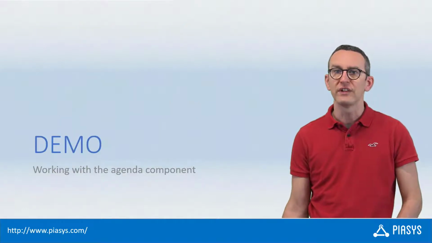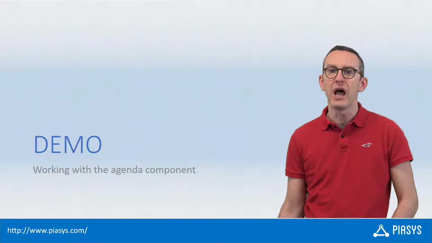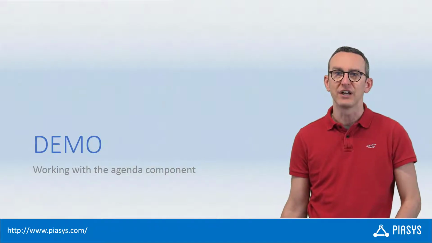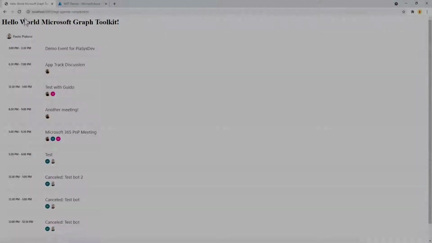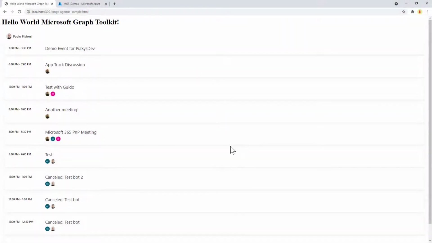So, like always, let me move to the demo environment and let me show you how to use in practice the MGT Agenda component. So, here we have the MGT Agenda in action. As you can see, we simply have a really easy and simple list of events with date and time, with subject and the list of attendees attending the event.